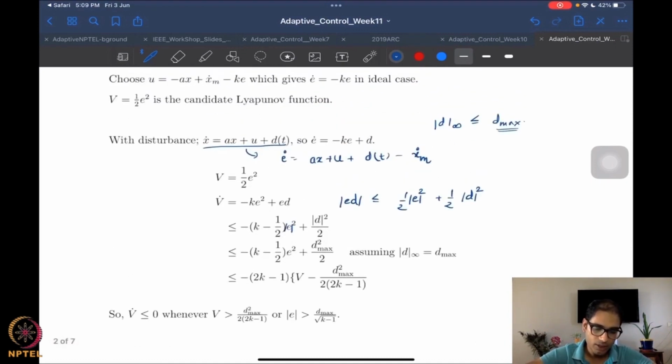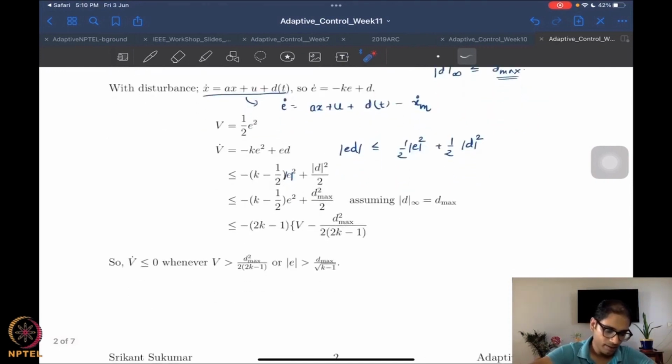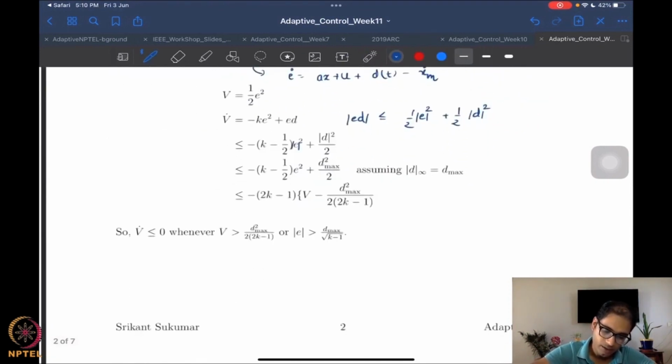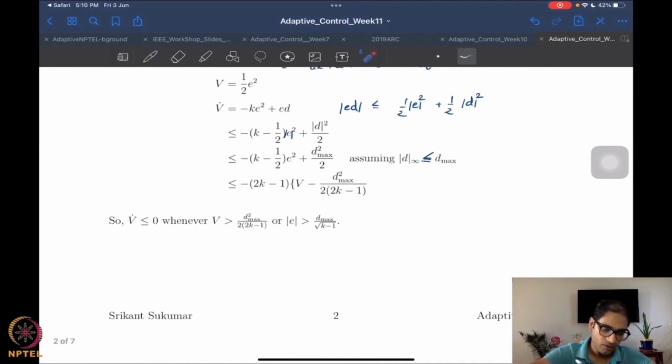Now, since I know that the infinity norm of D, that is the supremum norm, right? So the largest value D can take is upper bounded by D max. So I will say less than or equal to. Since the largest value this guy can take is less than or equal to D max, I can just substitute this D max here. Okay, now look at what happens.